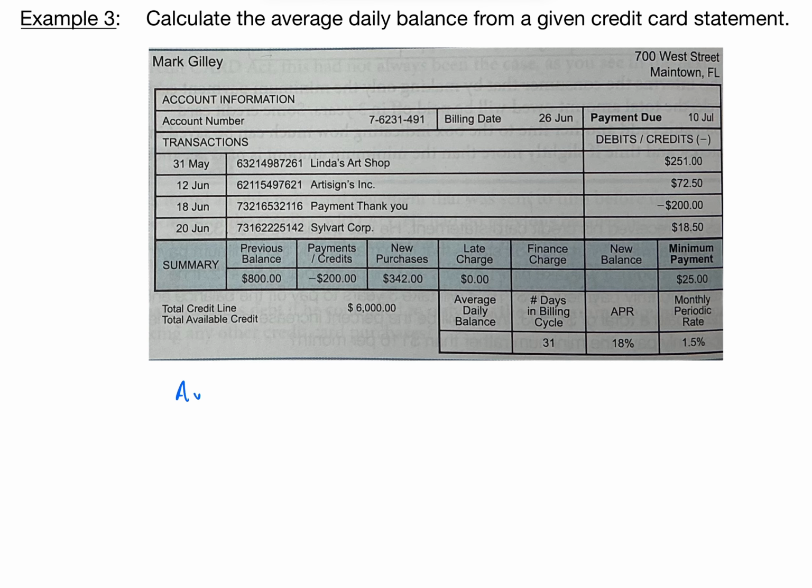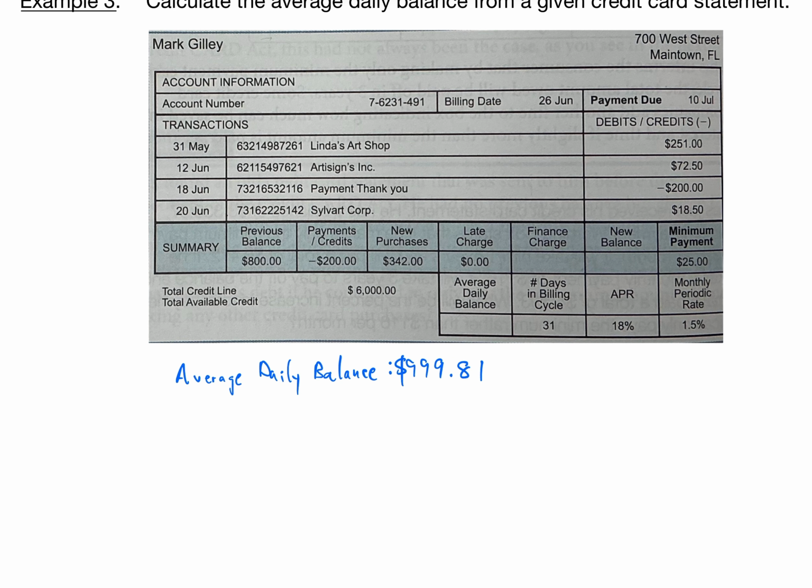Okay? So our average daily balance works out to $999.81. So that information would go in this part of the statement right here, average daily balance. Now the credit card company will automatically provide this information. We just left the bank for the purposes of this exercise, but when they give you this figure and it's $999.81, you now know how they arrive at this number.